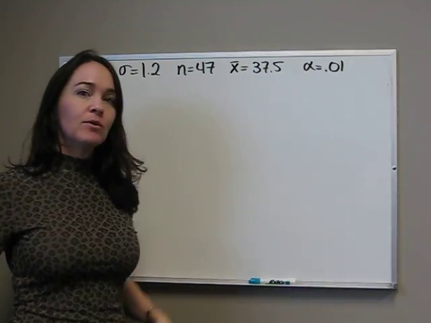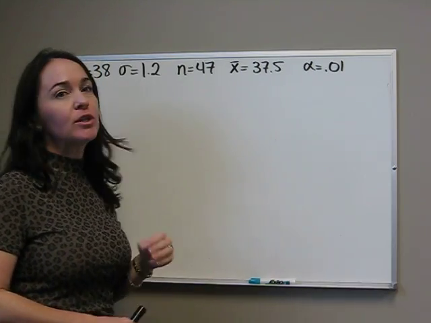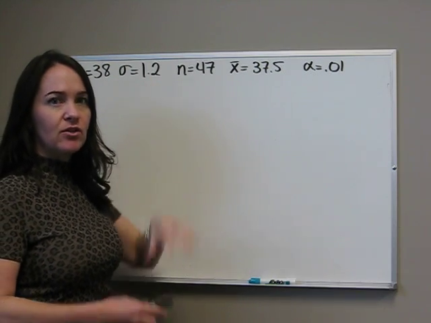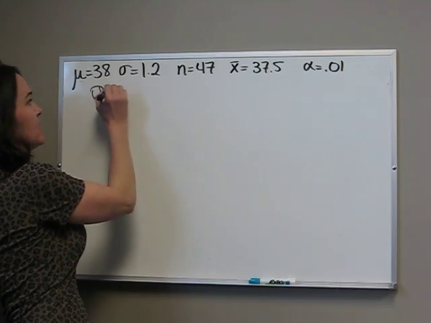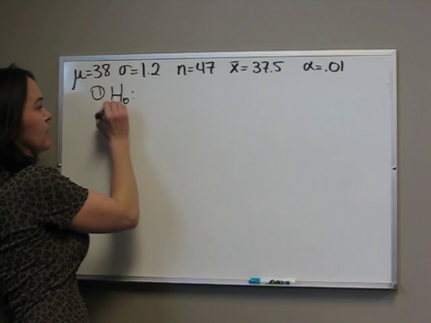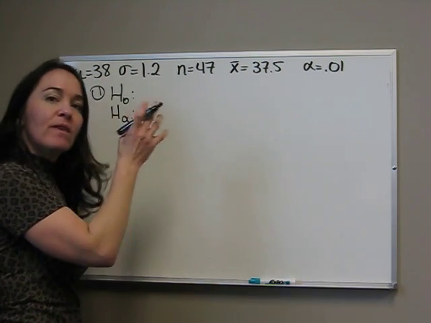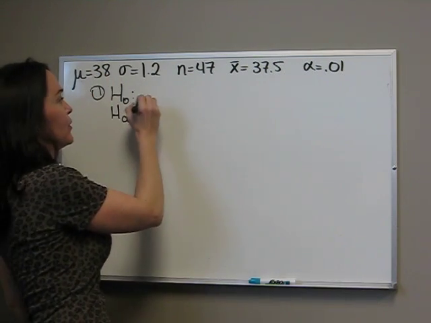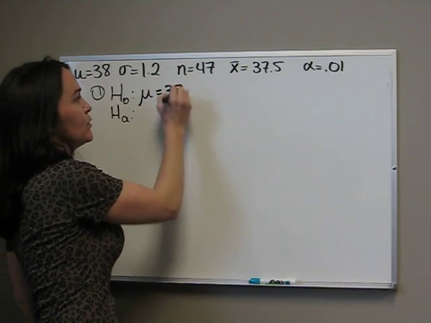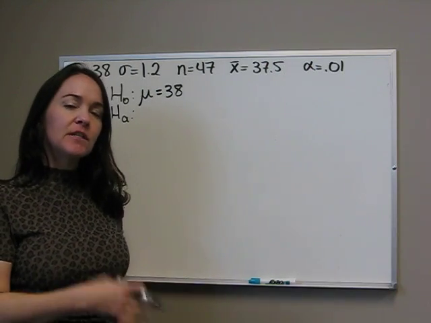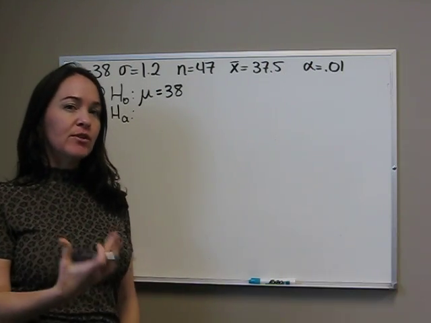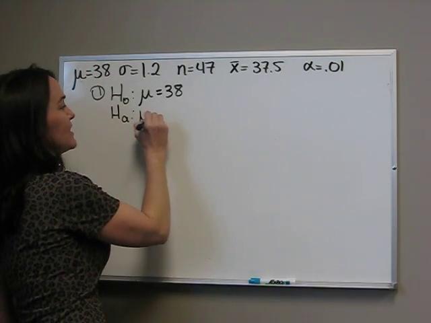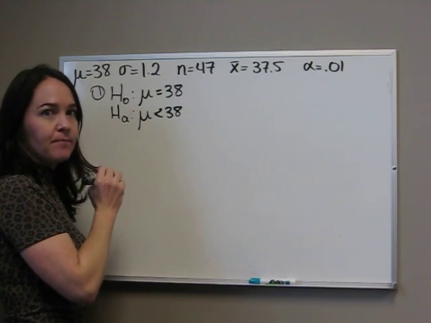Alright, so there's 6 steps. We know that we're going to be using a z-test because we know the population standard deviation. The first step is to state your null and your alternative. The null is always what they say the mean is. They say the mean is 38, so mu equals 38. The alternative is what we're trying to test. Remember, I just said, has the time decreased? So that means mu is less than 38.